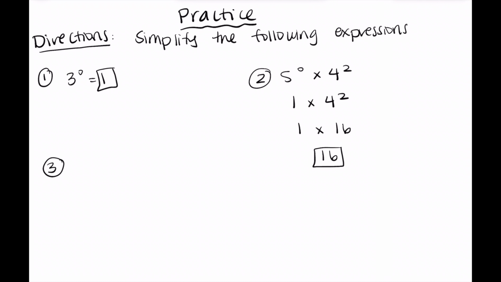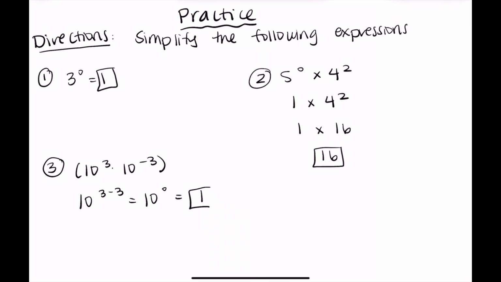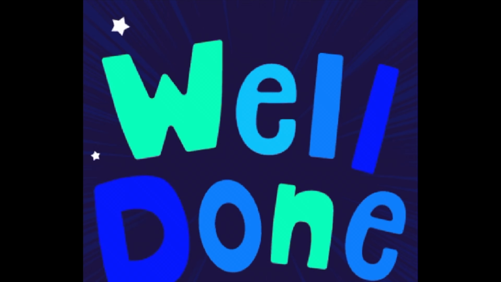And now for our third and final practice problem for today, we have 10 cubed times 10 to the negative 3. So we'll apply our multiplication rule. That would be 10 to the power of 3 minus 3, which is 10 to the 0, which is just 1. So that wraps up the few practice problems we had for today.